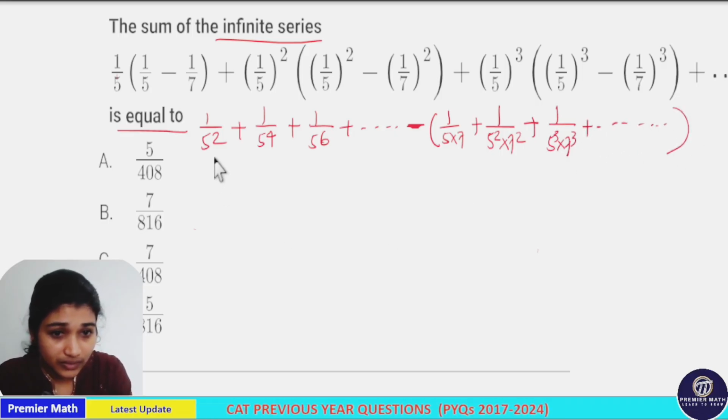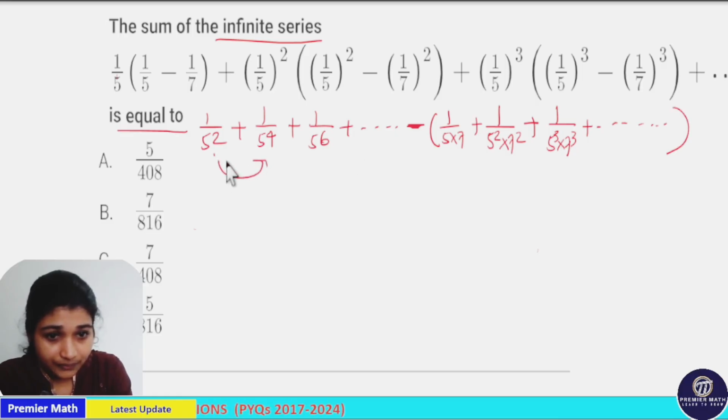Now if you look at it, the first series, here 1 by 5 square into 1 by 5 square is equal to 1 by 5 raised to 4.